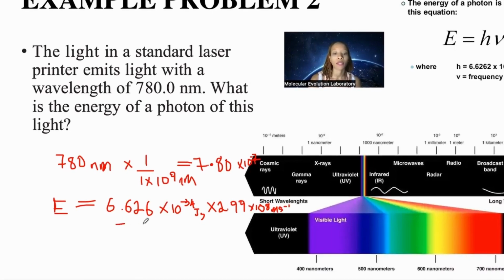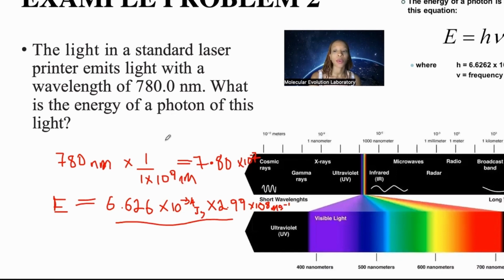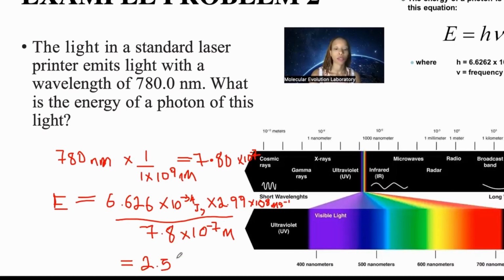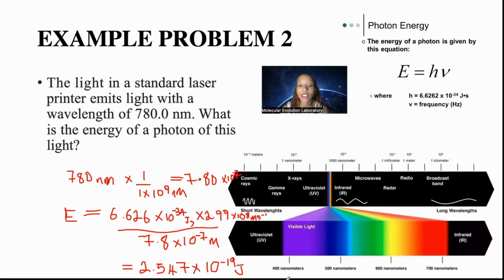Remember that we have to divide this by 7.8 times 10 to the minus 7, which basically gives us 2.547. And let's not forget, this is minus 34, so this would be 10 to the minus 19 joules. So the energy of the photon would be 2.547 times 10 to the minus 19 joules.